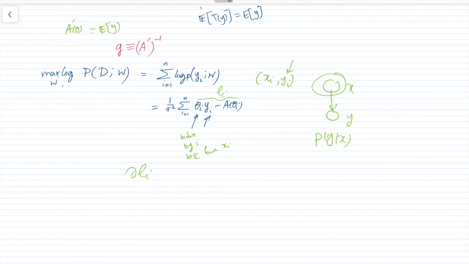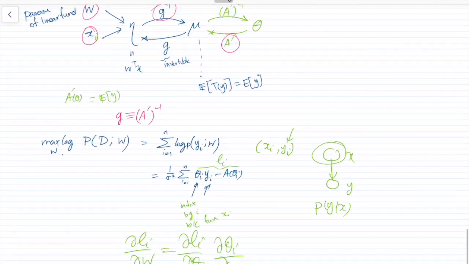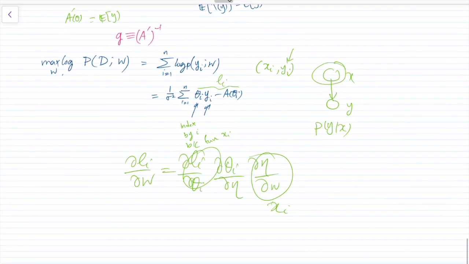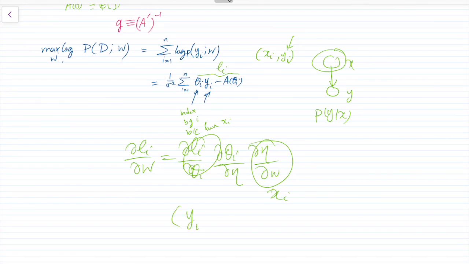I can make a gradient of Li with respect to W by doing the chain rule on Li with respect to thetas, which gives me a linear function, and thetas with respect to etas, and eta with respect to W. So remember, this is a linear function. Just give me xi. And this is just basically a linear function of theta. So it's going to give me yi minus a theta gradient, which, by the way, was the mean, and some function of theta i with respect to eta i.